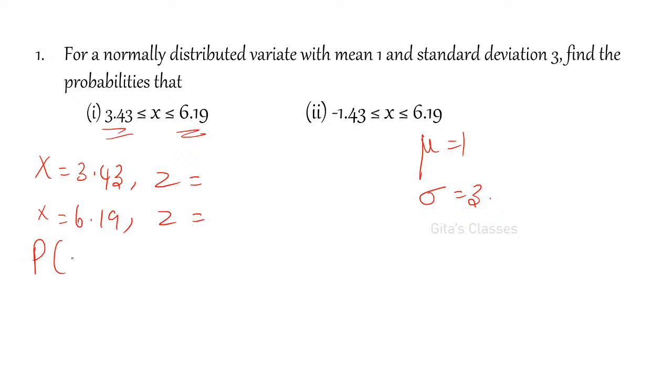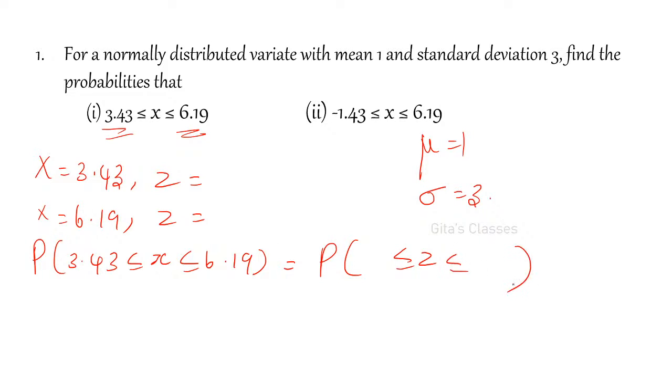So probability of 3.43 less than or equal to x less than or equal to 6.19 is equal to the probability of the corresponding values, less than or equal to z less than or equal to this value. After writing this, you can either use the calculator or draw the region and use the table to find the values. Similarly for this one also, minus 1.43. If you have any doubt, we will discuss in the next class.